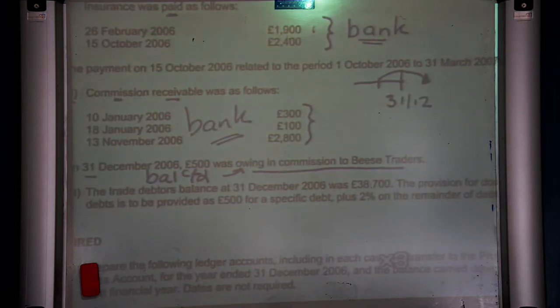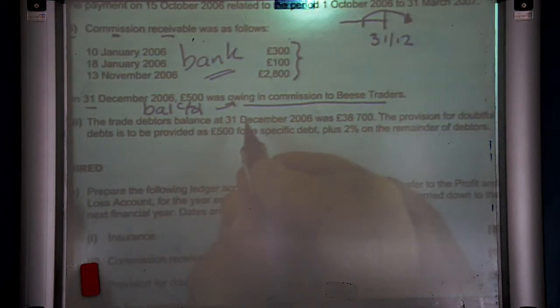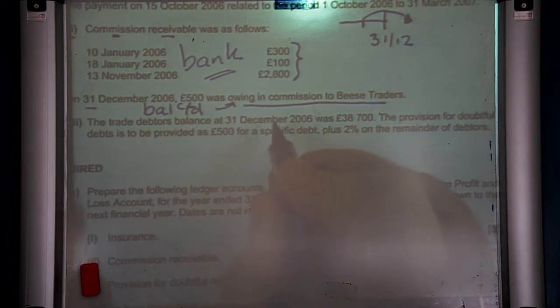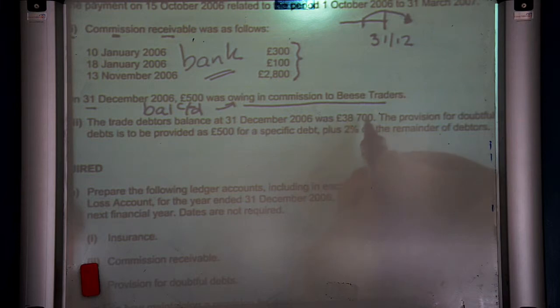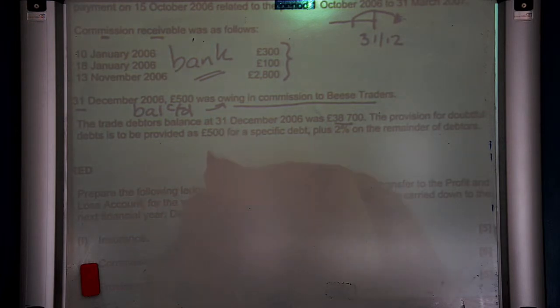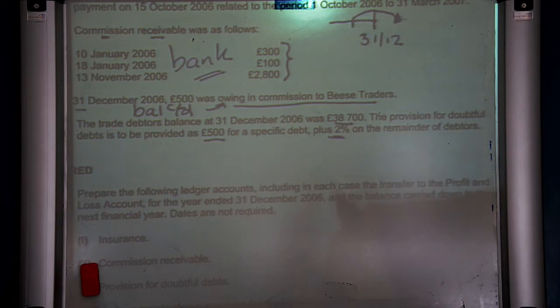Okay, and then what we've got is our provision for doubtful debts. It's got some information here. It says the trade debtors balance at the 31st of December. Debtors, people that owe me money, at the end of the year was 38,000. Cool, so I know what my debtors are. And then it says the provision for doubtful debts is to be provided for a specific debt of 500 and then 2% of remaining debtors.